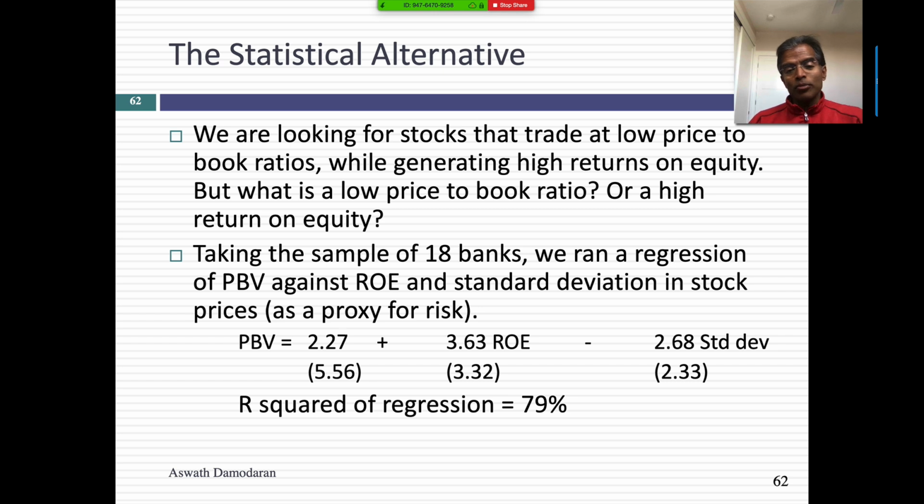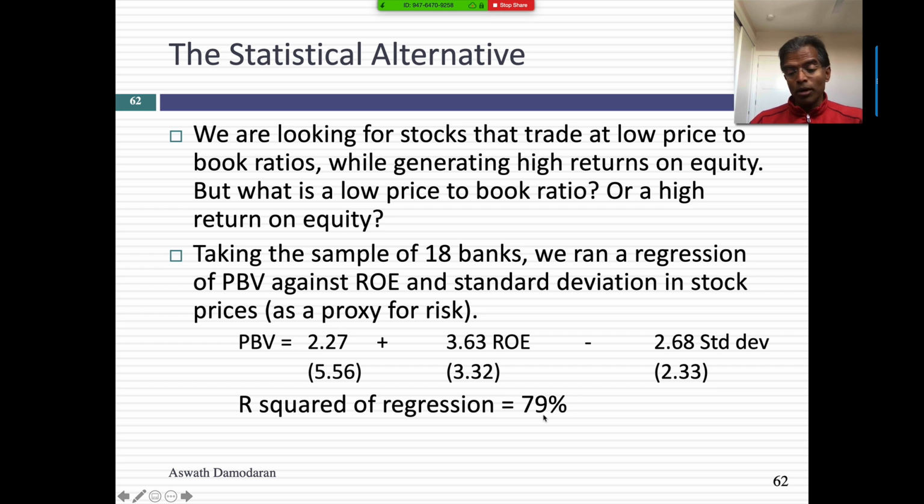So I'm going to go back to my statistical approach. Remember the regression approach? I ran a regression of price to book ratios for European banks against return on equity and standard deviation. Look at this, R squared, 79%. The t statistics all passed muster. Remember the cutoff of 2? So basically I have a regression that is statistically significant.